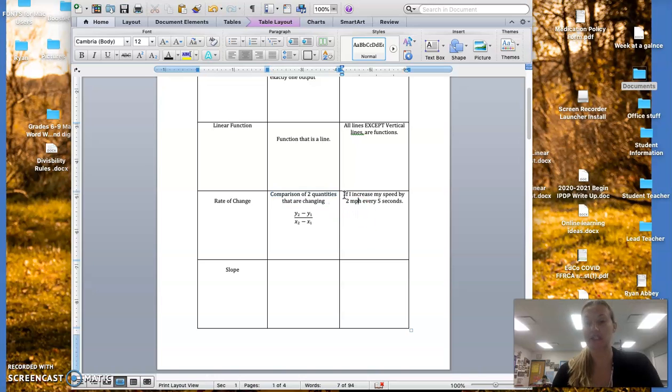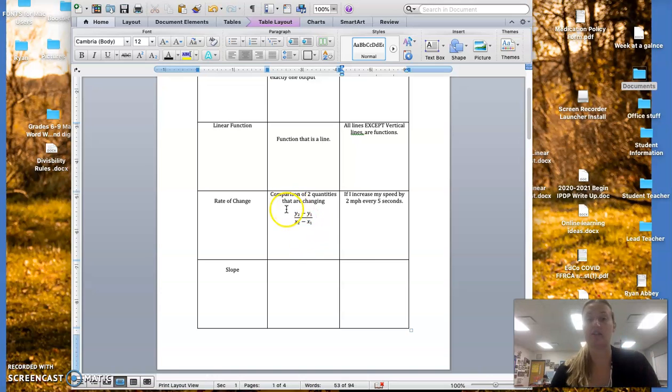So for example, a rate is like going 55 miles per hour, going 60 miles per hour. The rate of change would be if I'm leaving town and I'm speeding up 2 miles per hour every 5 seconds. That's how my rate is changing. It's increasing. So it's not just a rate, it's how your rate is changing.